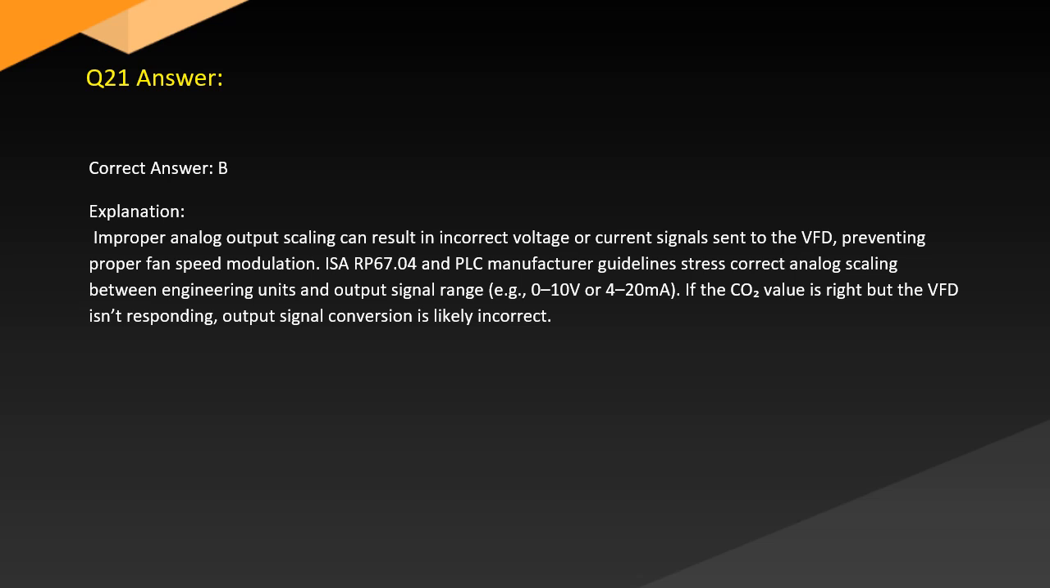Answer. Correct answer: B. Explanation. Improper analog output scaling can result in incorrect voltage or current signals sent to the VFD, preventing proper fan speed modulation. ISA RP 4 and PLC manufacturer guidelines stress correct analog scaling between engineering units and output signal range, such as 0 to 10 volts or 4 to 20 milliamps. If the CO value is right but the VFD is not responding, output signal conversion is likely incorrect.